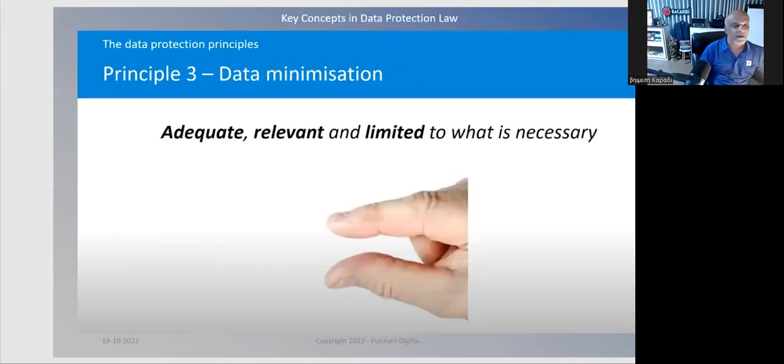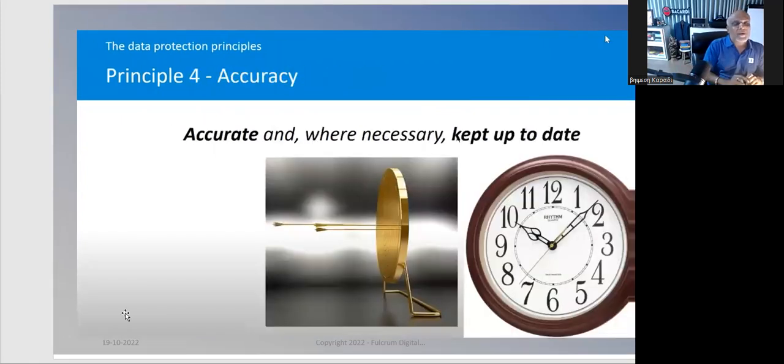I love this story. And adequate, relevant and limited. Don't collect what is not required, right? It's going to be a problem for you only. If you just collect everything, it's not going to be lean. You're going to spend more money if it is a big database, and you're going to be wasting time and all.